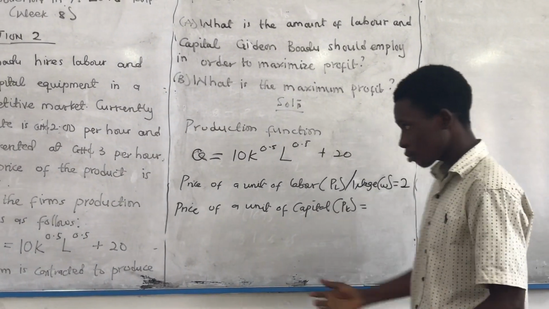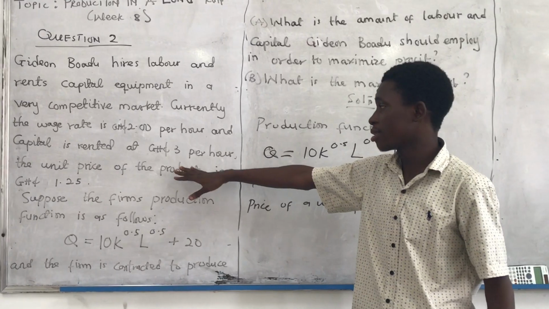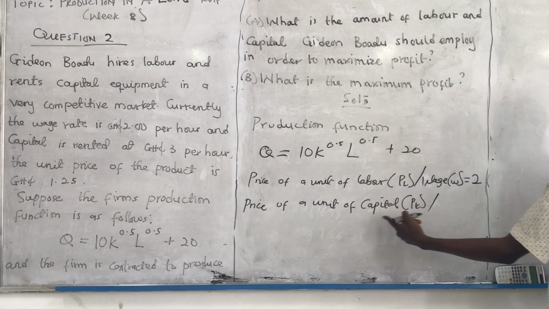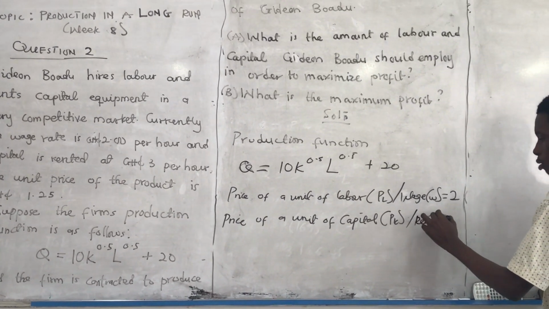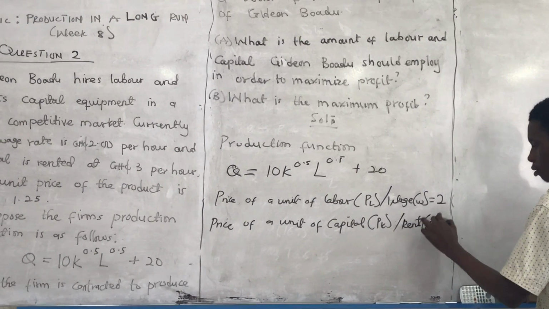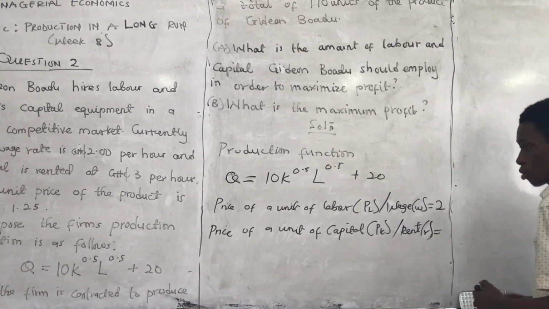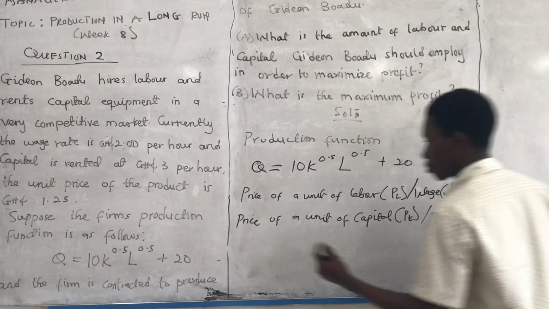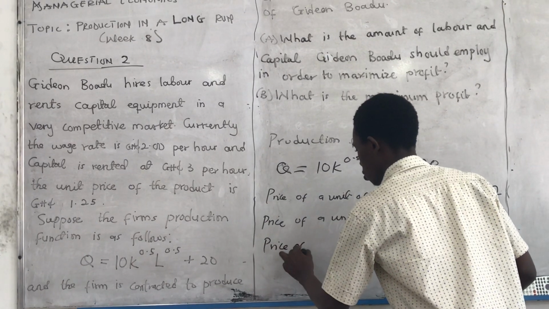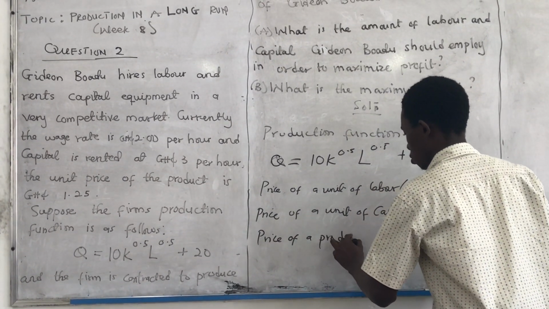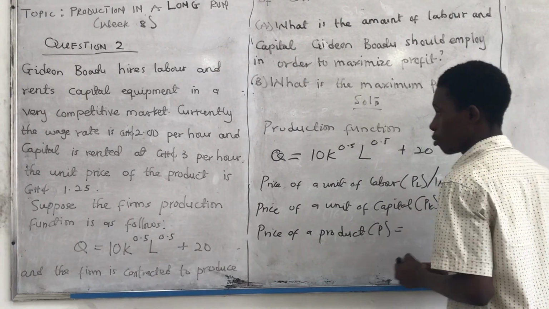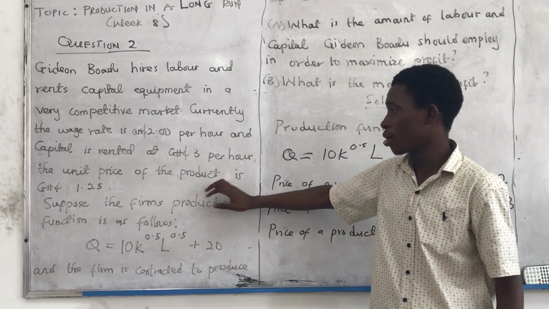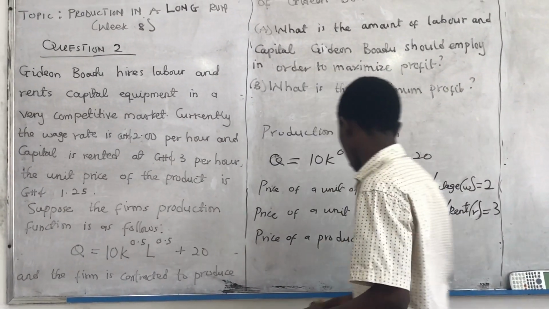Capital is rented at 3 cedis per hour. Rent can also be used in place of the price of capital, R. The cost is given as 3 cedis. Then the price of the product, P. The unit price of the product is 1.25.